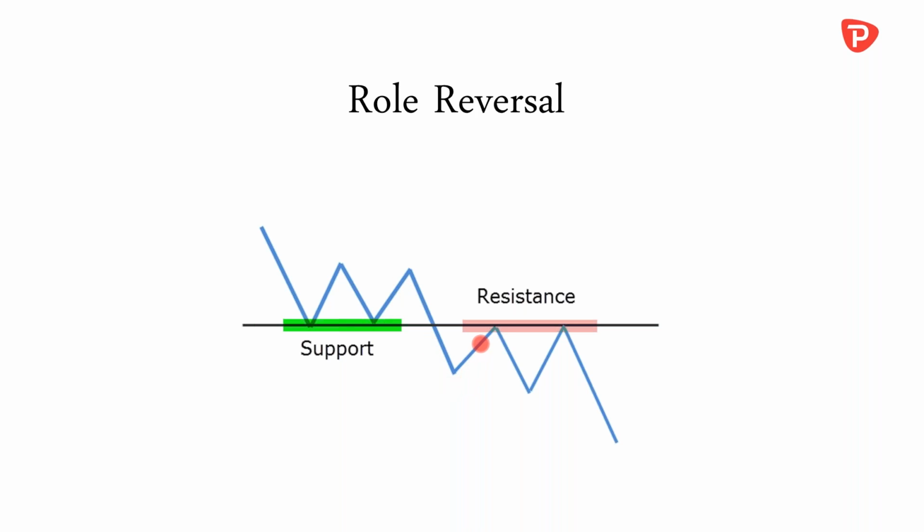And then when it comes back, it tests that point, and the more significant that support is, or the more touches there are, the more people are going to probably be looking for the role reversal. So when it does come back, they're going to clearly see that was support and therefore clearly be able to trade it.